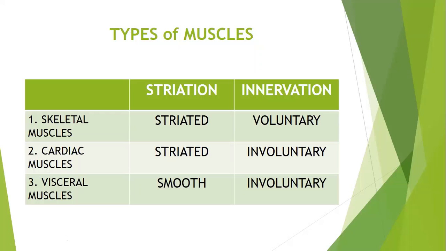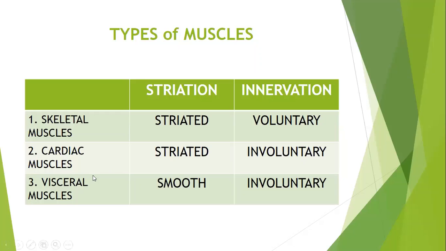So let's say when the animal wants to abduct its leg, because let's say the male dog wants to pee or urinate, so he abducts his leg. He does it consciously, thinking that he's going to abduct his leg. So it's a voluntary movement.